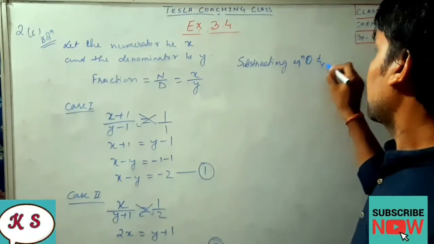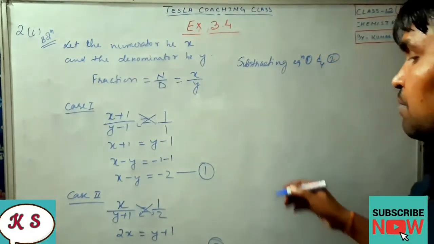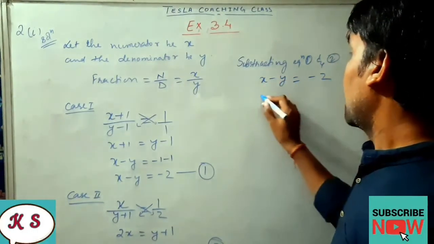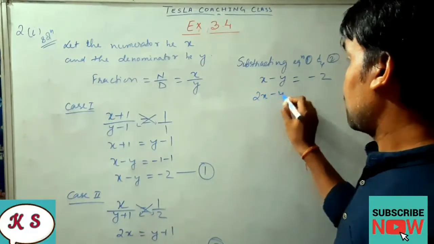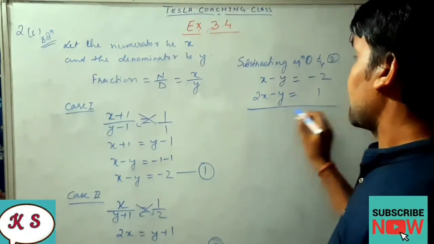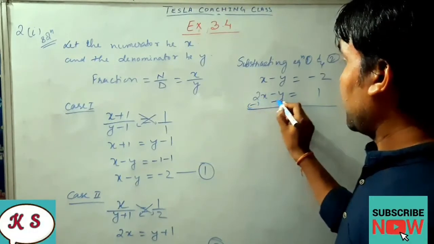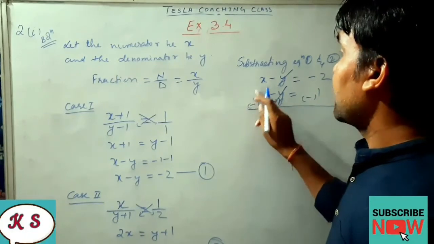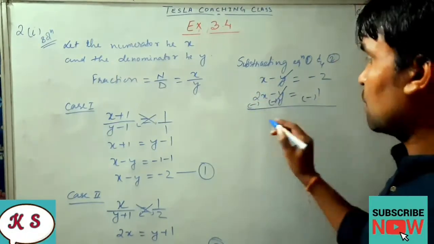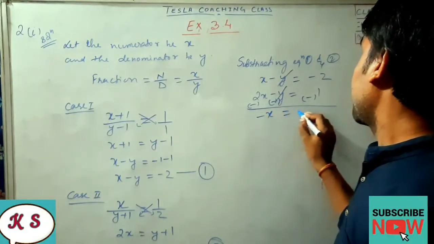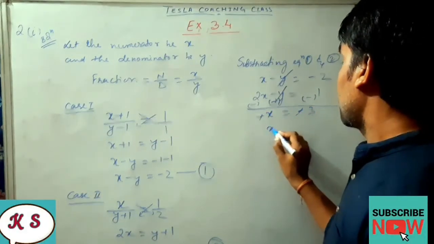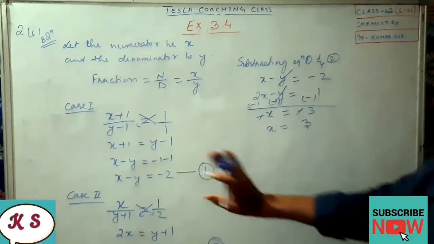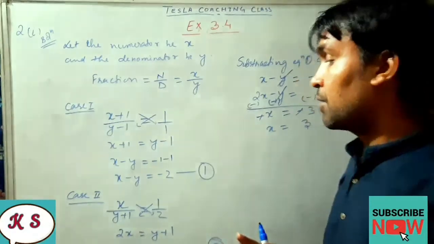equation 1 and equation 2. When you subtract equation 1 and equation 2, you get x minus y equal to minus 2, and here 2x minus y equal to 1. Subtracting means the sign will be changed. This is plus, so it becomes minus. This is minus, so plus, and this is minus. So the y terms get cancelled. Minus 2x plus x, it will be minus x, and here it will be minus 3. So cancel, x equal to 3. Now this value of x you substitute in any one equation, and you will get y.